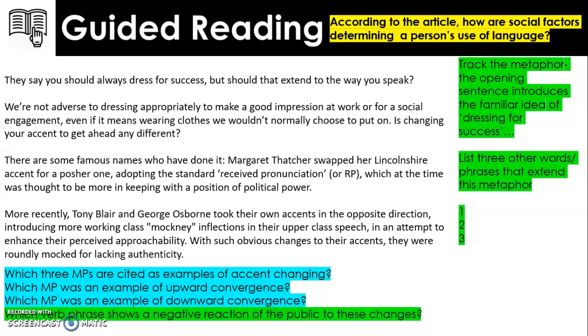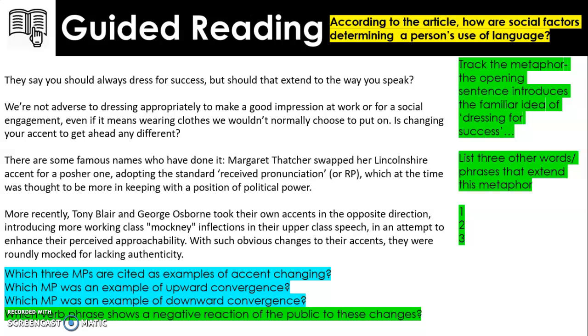Margaret Thatcher swapped her Lincolnshire accent for a posher one, adopting standard received pronunciation, or RP, which at the time was thought to be more in keeping with a position of political power. More recently, Tony Blair and George Osborne took their own accents in the opposite direction, introducing more working-class Mockney inflections into their upper-class speech in an attempt to enhance their perceived approachability. With such obvious changes to their accents, they were roundly mocked for lacking authenticity.